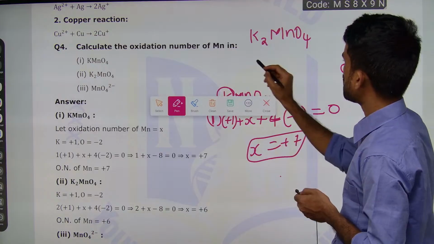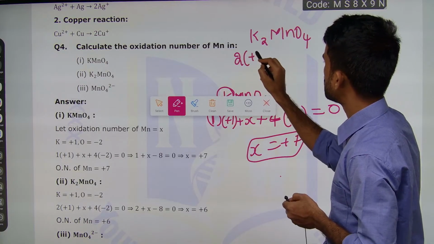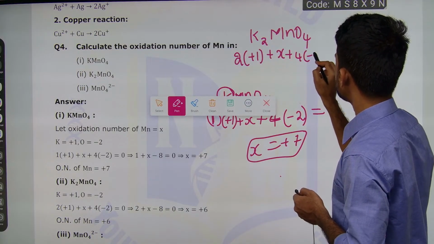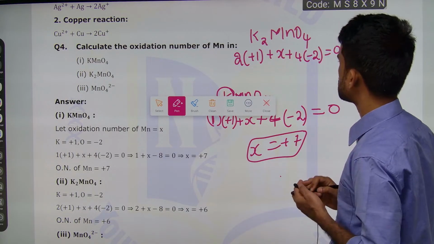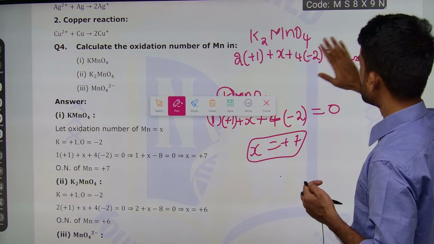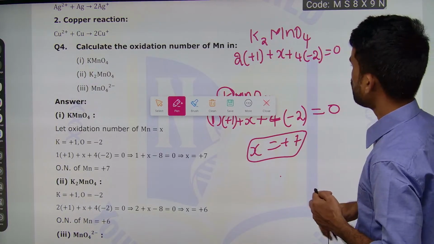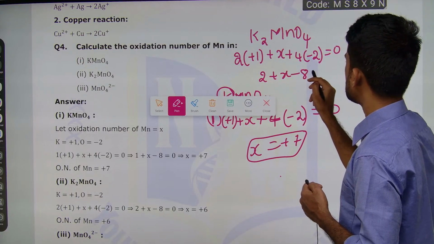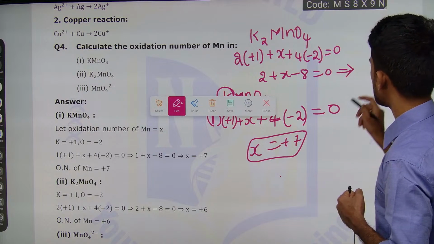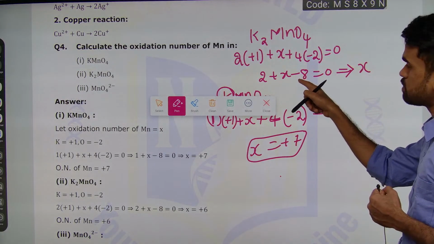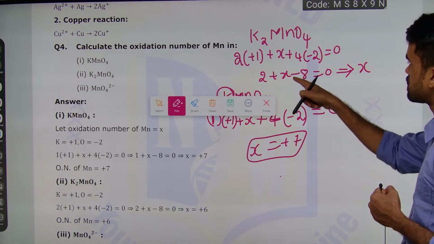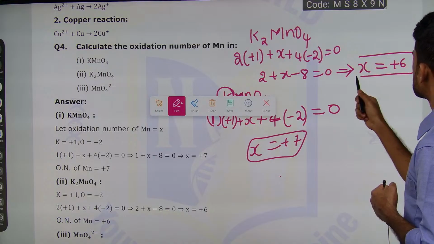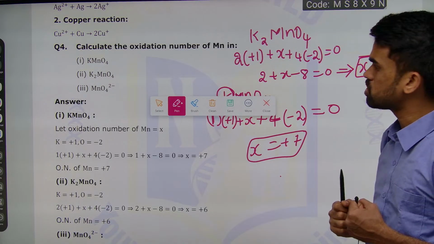See, there are 2 potassiums, so 2 into +1, and there is manganese, consider X. There are 4 oxygens, each oxygen is -2. The overall charge is neutral, because the compound is neutral. Now, this is 2, this is X, this is -8, equals 0. So X will be -6, since 2 minus 8 is -6. Send this to the other side and it becomes +6. So X will be +6. This is how you need to find their oxidation states.